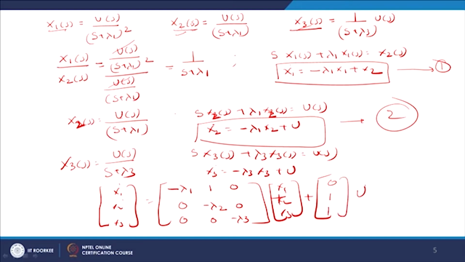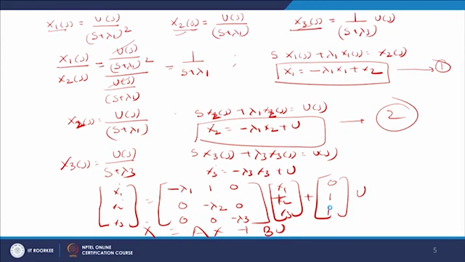So, x dot equals Ax plus Bu. We represent it as x dot equals Ax plus Bu, where A is lambda 1, 1, 0; 0, minus lambda 2, 0; 0, 0, minus lambda 3, whereas B is 0, 1, 1. So, the state equations we have determined. Now, we have to determine the output equations.